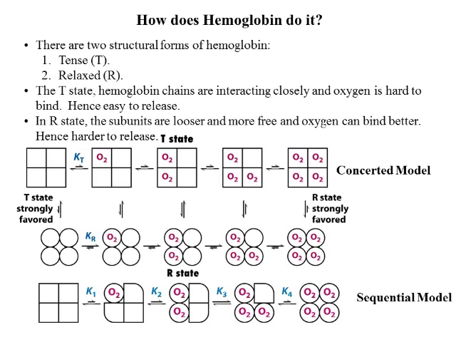The other model is called the sequential model. That dictates that the binding of oxygen is consequential. Basically, the first oxygen will have a hard time binding to the tense hemoglobin, but once it binds, it will loosen the next site a little bit and make the second oxygen easier to bind. Now we have 2 oxygen bound to the hemoglobin. It will make the third and hence the fourth much easier.